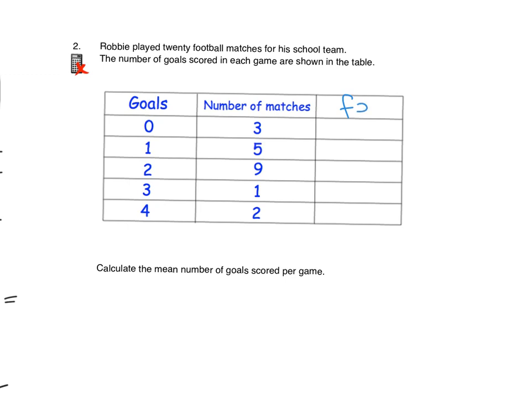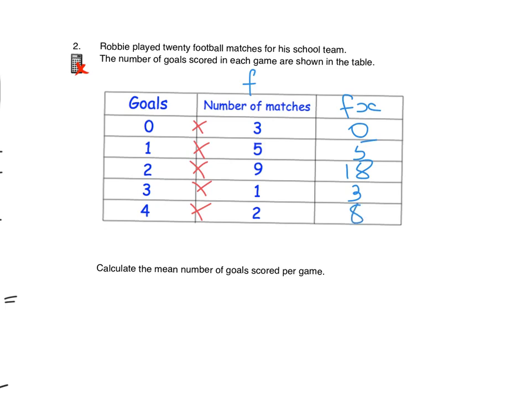Sometimes in the actual GCSE paper, they will give you that column, and sometimes they won't, and you just have to remember to do it yourself. The number of matches is really our frequency, so let's label that F. And again, we do the same thing. We multiply the goals by the number of matches. So 0 times 3 is 0, 1 times 5 is 5, 2 times 9 is 18, 3 times 1 is 3, and 4 times 2 is 8.